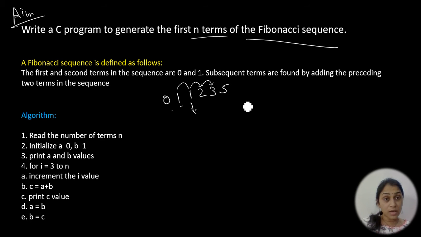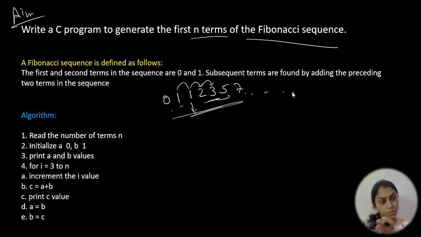So the subsequent number is found by adding the preceding 2 terms in the sequence. Preceding means the numbers before. Adding the preceding 2 numbers gives the subsequent number. Next is 3 plus 5, you get 8. So this is the Fibonacci sequence. Like that, adding the preceding 2 numbers, you get the subsequent number, and in that way you form the Fibonacci sequence. The number of terms can be mentioned by the user.